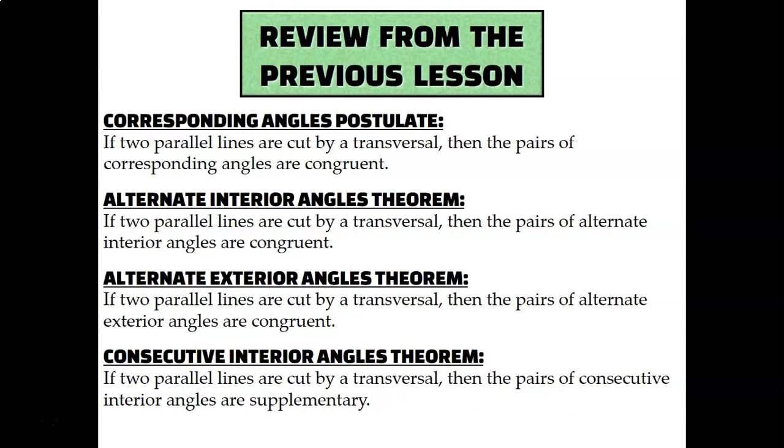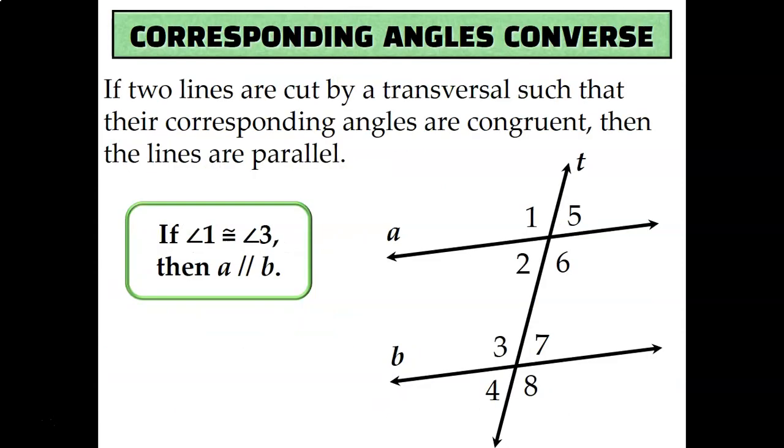In our previous lesson, we learned that corresponding angles, alternate interior angles, and alternate exterior angles will be congruent if the two lines that are intersected by the transversal are parallel. And we also learned that if two parallel lines are cut by a transversal, then the consecutive interior angles are supplementary. So what we're going to see today is flipping that order around. If I know that corresponding angles are congruent, then that must mean that the lines are parallel.